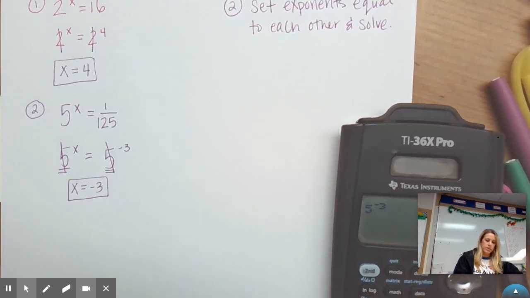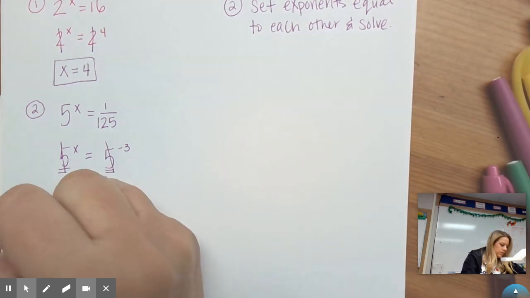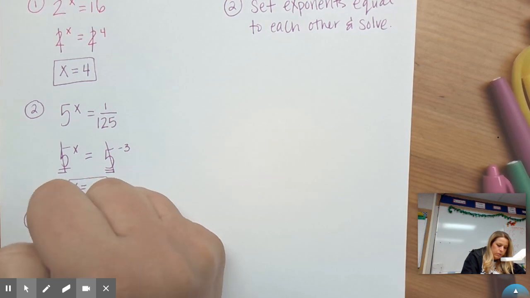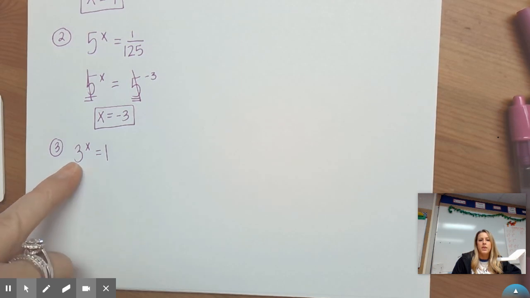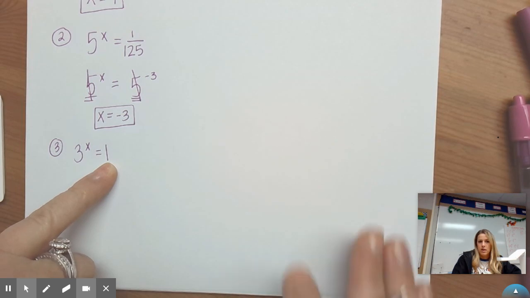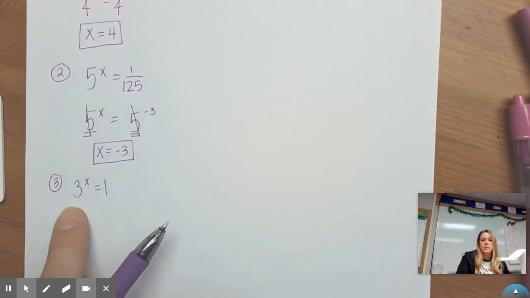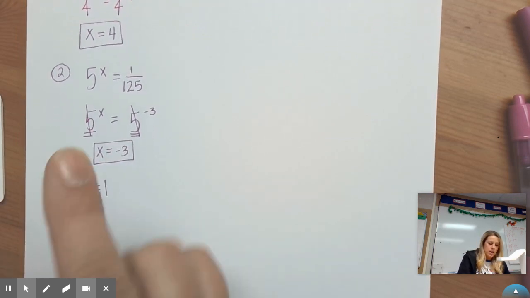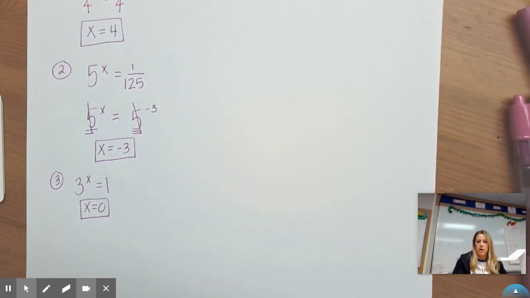Okay, moving to the third one. So now let's go to 3 to the x power equals 1. Okay, well, we look at this and we go, I've got a base of 3 here. This is just 1. I can't change 1 to be a base of 3. So I have to go back up to this little rule right here that we need to kind of memorize. Anything to the 0 power equals 1. So in this case, because 3 to some power equals 1, our x must equal 0.